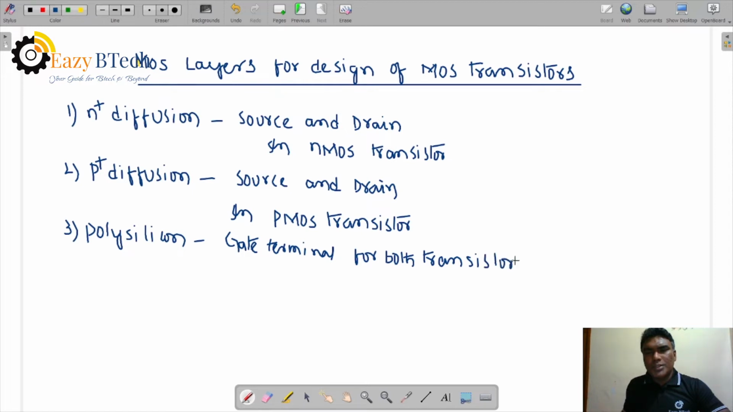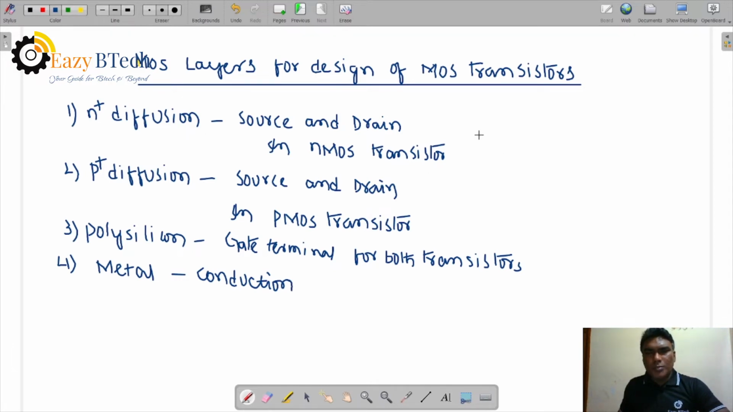Now the fourth one is metal. Metal is used for conduction. When a signal is applied to VGS or VDS, the top layer is a metal layer, which is used for conduction. These are the major layers in MOS transistors.